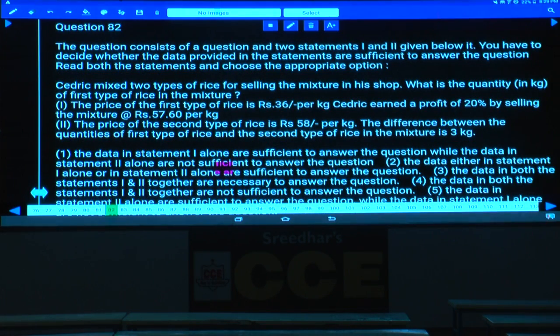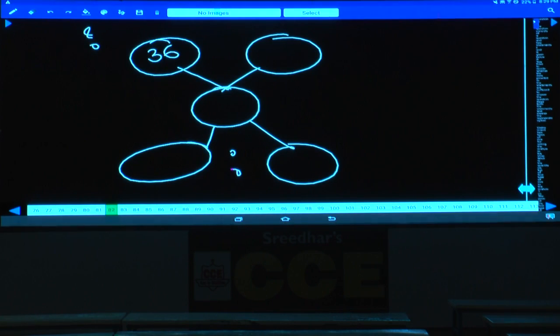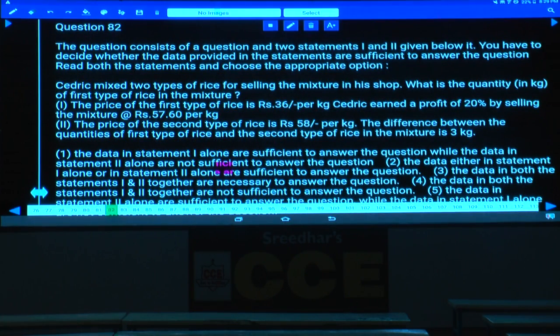Now, the price of the first type of rice is 36 rupees per kg. Cedric earned a profit of 20% by selling the mixer at 57.6. The first variety price is 36 rupees. And the mixer, look at this question: Cedric earned a profit of 20% by selling the mixer. So 57.6 is what? Selling price. And thereby you are gaining 20%. Will you get 100% or not? Yes or no?